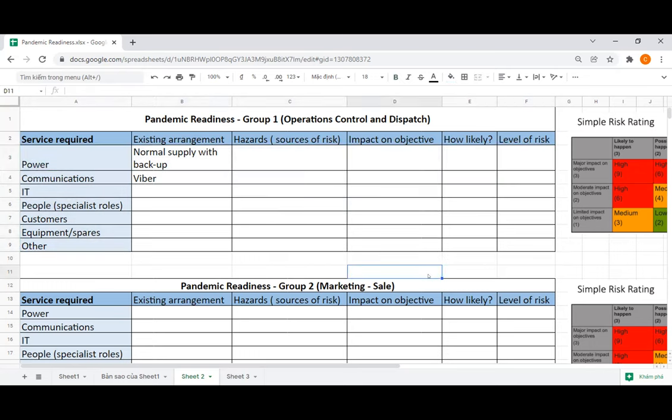So you've said as a power supply with backup, the hazard is loss of power, including generators. Yes. And then the impact is whatever it is. And then you say, how likely? Well, how likely are we to lose the main supply and the backup generator? Unlikely, for example. Does that make sense? And then we can look at the level of risk.